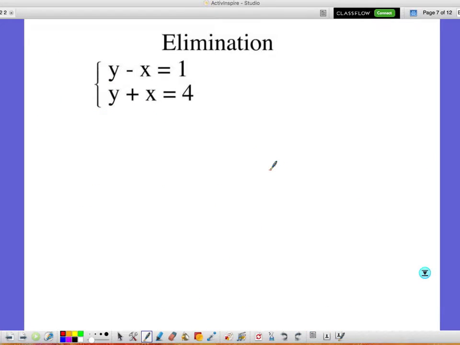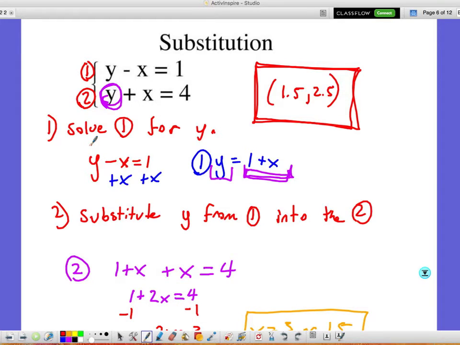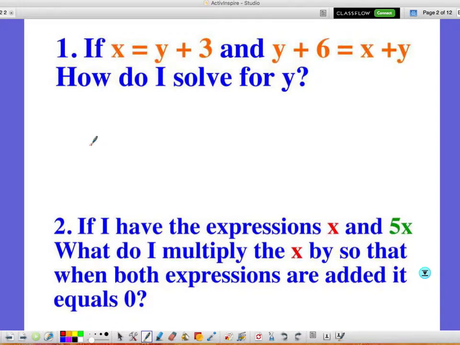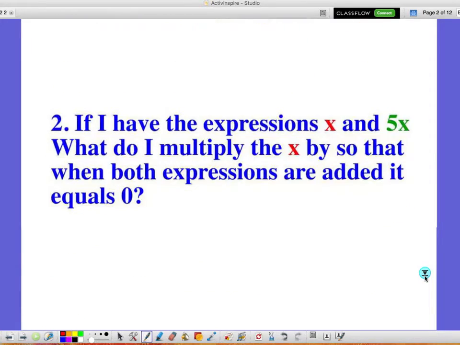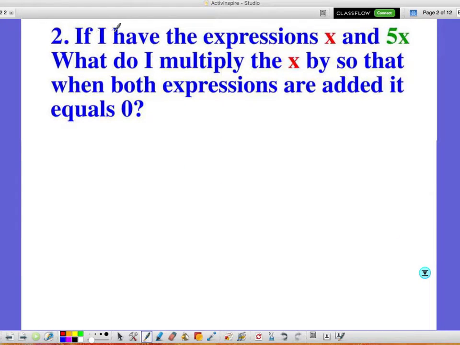What about elimination? Well, this is another method that we can use in order to solve the system. Alright, so let's take a look at step 1. Now, to understand what we're doing in elimination, let's go ahead and take a look at this question. If I have the expression x and 5x, what do I multiply the x by so that when both expressions are added, it equals 0?